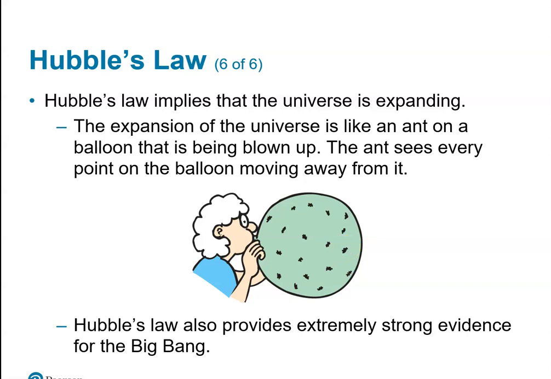If this was twice the distance, this would be traveling twice the speed, and so forth. Right? That's the idea of Hubble's law, that it's not the individual galaxies that are moving. It is the universe expanding, like the surface of a balloon. Right? That's the basic idea.